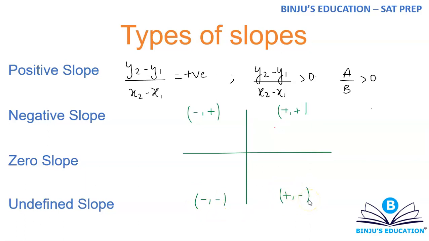Now you want a by b to be greater than 0, or you want y2 minus y1 divided by x2 minus x1 to be greater than 0. That means at the same point of time, either you want y2 minus y1 and x2 minus x1 to be positive, or you want both to be negative. So both positive, both negative. Now in which quadrant do you see both positive, both negative? You do see that in first and third quadrant.